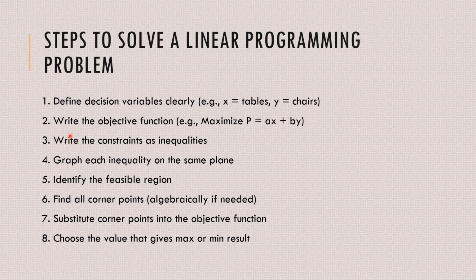Then number two, we should write the objective function. The objective function is what we are interested to find, the problem that we are solving, whether to minimize the cost or to maximize the profit. So here we can look at this example. The example here is to maximize the profit, which is equal to AS plus B in a relation form. Then number three is to write the constraints as inequalities.